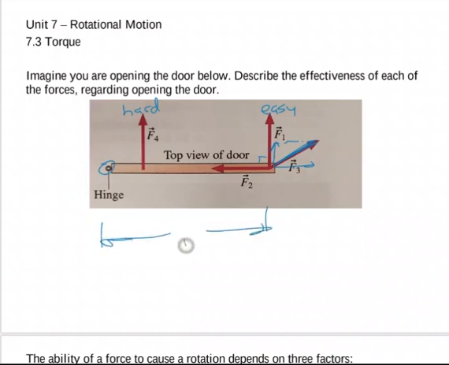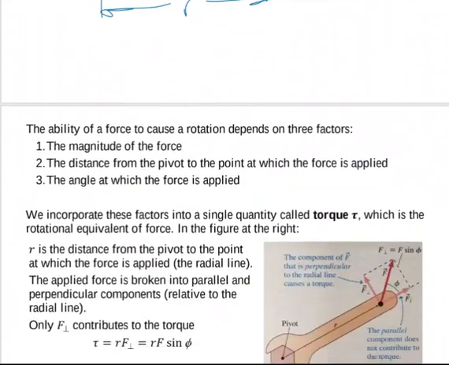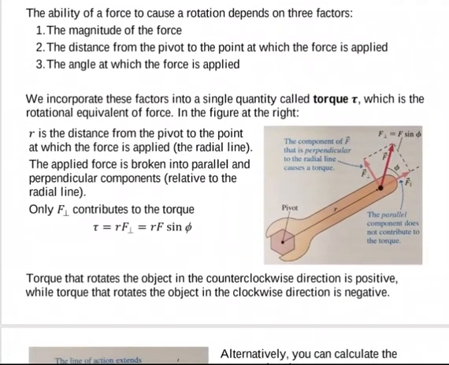Okay, so that's what we're going to be talking about with torque in this section. So the ability of a force to cause a rotation depends on three factors. One is the magnitude of the force, of course, the distance from the pivot point to the point at which the force is applied, as we saw with opening the door, and then the angle at which the force is applied. The primary angle that you want to use for torque is perpendicular. Anything less than perpendicular, and you're going to lose torque. Anything less than the maximum possible distance away from the pivot point, and you're going to lose torque.